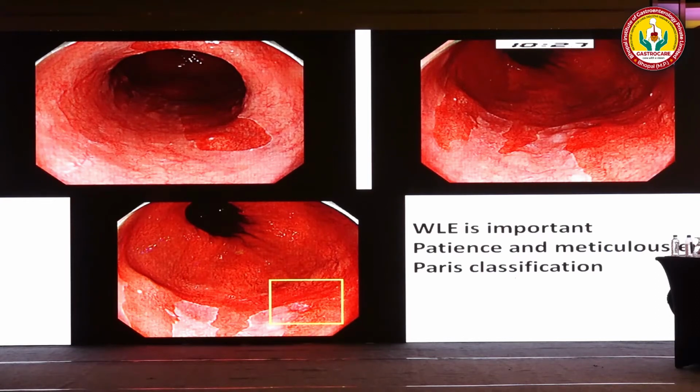So the first message is that to look for Barrett's, you don't always need very fancy equipment. Even white light endoscopy is reasonably good. You need patience and do a meticulous examination. And of course, you must look for abnormalities in the color, the texture, see if it's nodular, see if it's depressed, and so on.